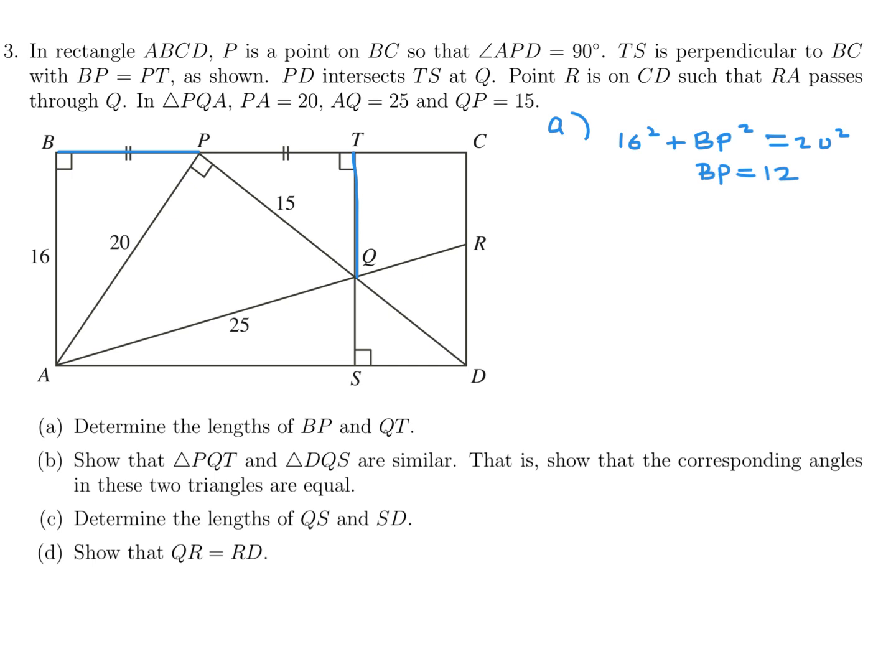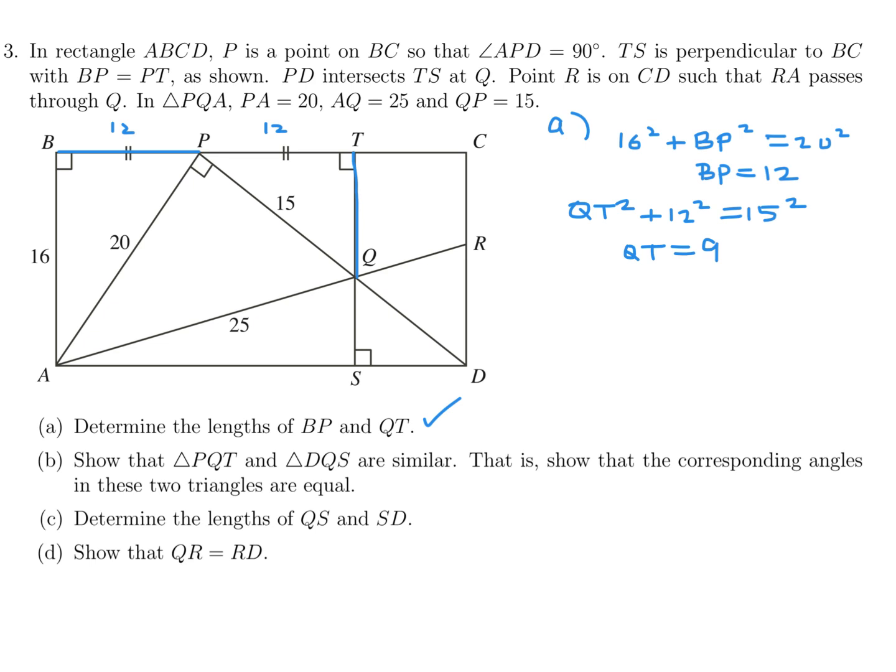Well, here's the thing. BP is 12, so that means that PT is 12 since those two are equal. So then we can use Pythagoras again. QT squared plus 12 squared is equal to 15 squared, and therefore when you solve for this, you get QT equal to 9. That takes care of A.